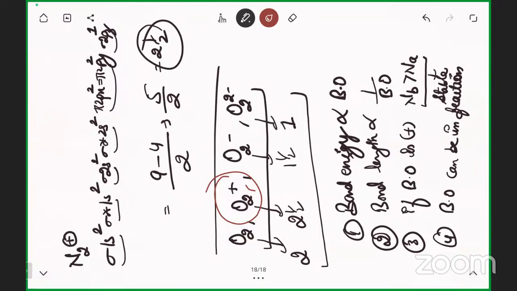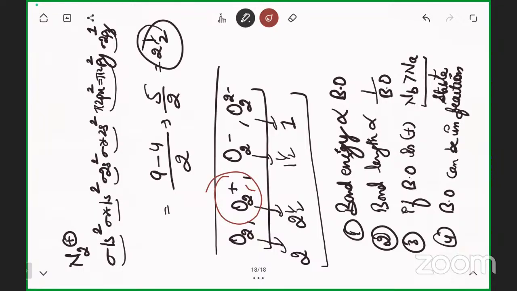Next, which one will have the largest bond length, the biggest bond length? O2 2 minus. And which one is more stable? O2 positive, because it has the highest bond order. Bond order is more, it means the stability will be more.